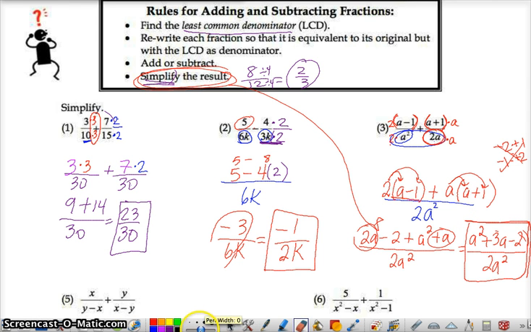Sorry, I'm not sure what happened there. I got some little extra marks. So it's a squared plus 3a minus 2 divided by 2a squared.